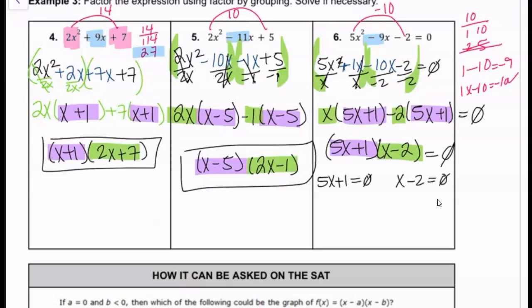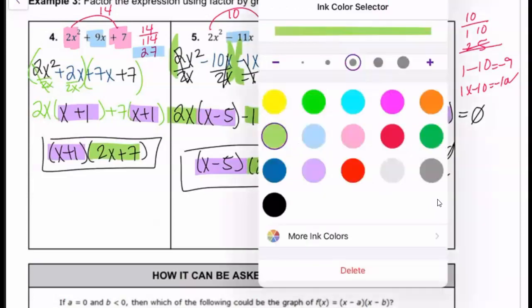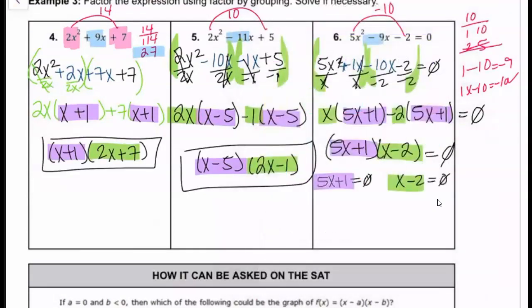So you kind of have to take your second expression and make it equal to 0, and then take your first expression and make it equal to 0. So we'll just separate into two problems. And then we'll solve both of them. So I'll subtract 1 from both sides.